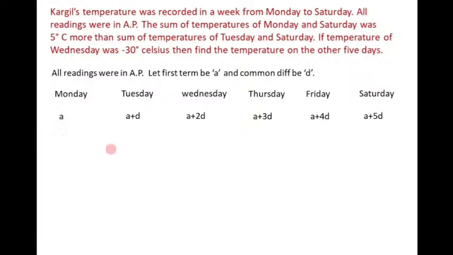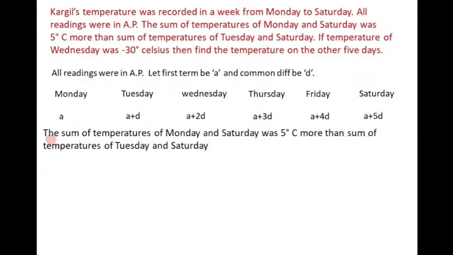Now we have to find the values of A and D firstly to find the temperatures on all the remaining 5 days. For that we have to use what is given to us. The sum of temperatures of Monday and Saturday was 5 degrees Celsius more than the sum of temperatures of Tuesday and Saturday. Now the temperature on Monday is A, and the temperature on Saturday is A plus 5D. So if we add these two, A plus A plus 5D, that is equal to the sum of the temperatures of Tuesday and Saturday. So on Tuesday we have A plus D plus A plus 5D. So that would be the sum of temperatures of Tuesday and Saturday.